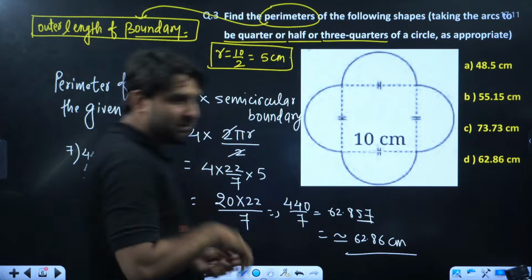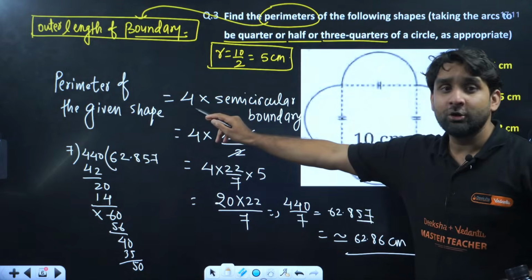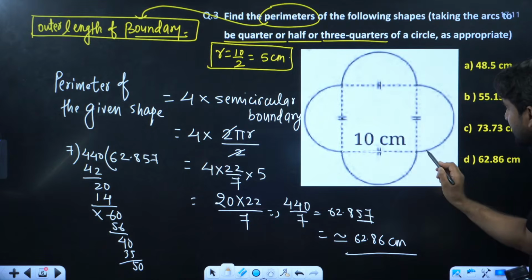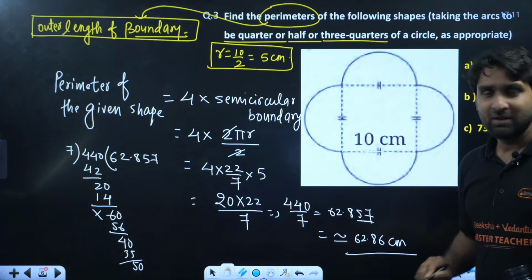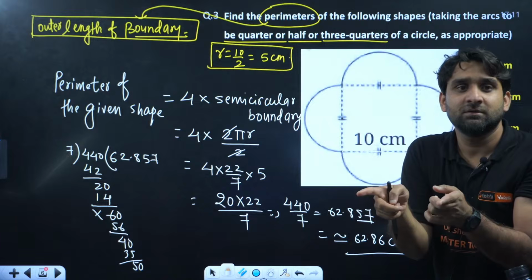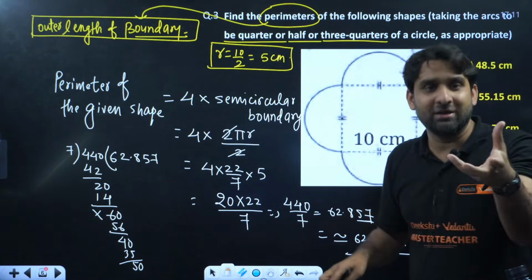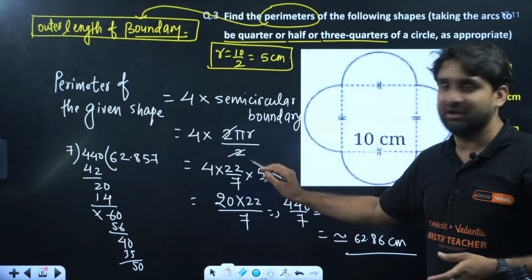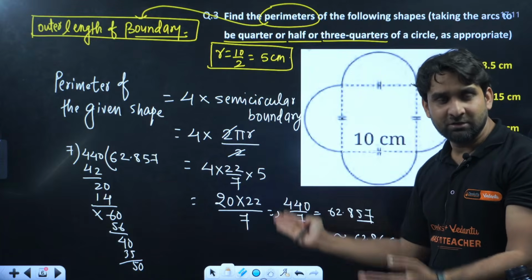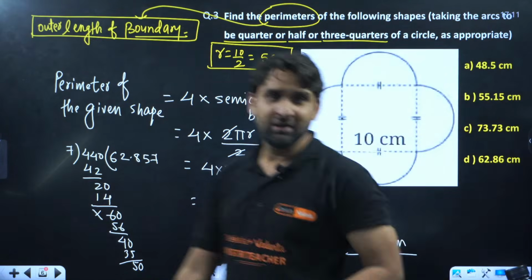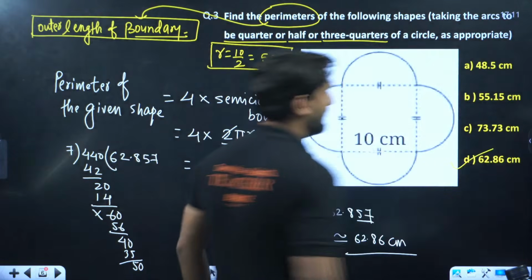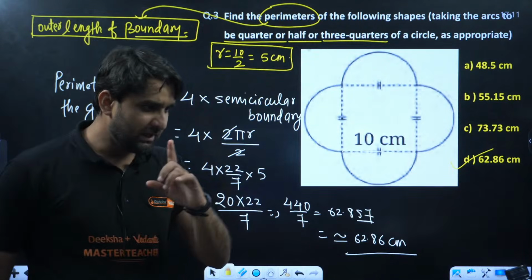Okay, clear everyone? So why have I multiplied by 4? Because we have 4 semicircular parts. 1 semicircle, 2 semicircle, 3 semicircle, 4 semicircle. And we have to calculate the perimeter. So perimeter means what? Length. We know the complete length of the circle is 2 pi r. So the perimeter will be 2 pi r divided by 2. So the 2 cancels, only pi r we have. Now by putting the values and doing the calculation, we have the answer 62.86. Option number D will be the correct answer. So let's mark option number D. Clear guys?